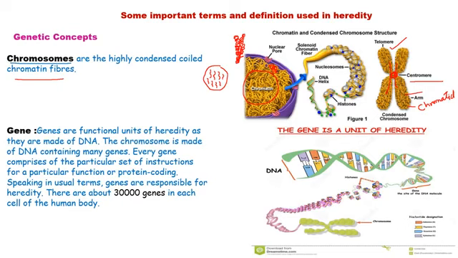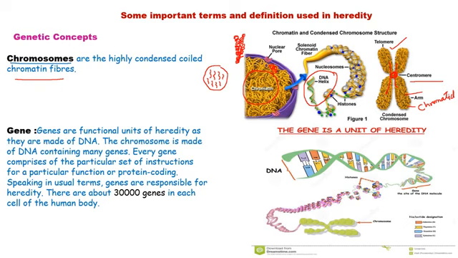Now what is there in the chromatin fibers? If you uncoil the chromatin fibers, I can see there is DNA. Chromatin fiber is made up of DNA, and chromosome is made up of chromatin fiber. So definitely in the chromosome there will be DNA structure, lots of DNA structure.